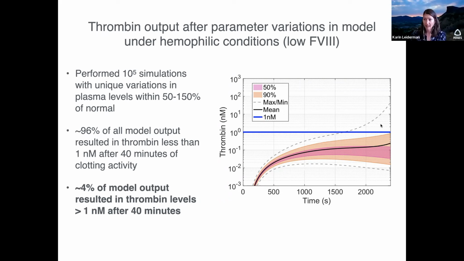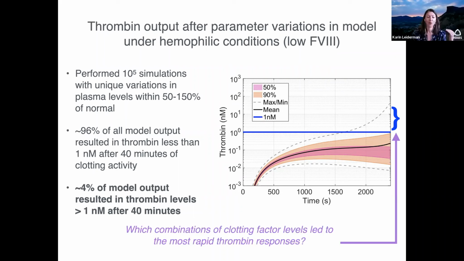What we're asking here is, are there combinations of all these factors that push the system above that threshold and enable it to make more thrombin than we would expect? And that's exactly what we see here, that about 5% of these top simulations made more thrombin than all these other ones. And so our question is, what about these? Which combinations of those model inputs led to those top 4% of producers or simulations?